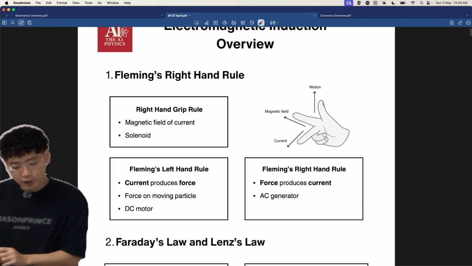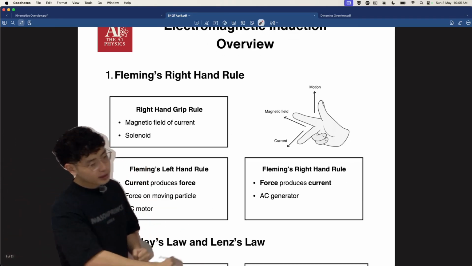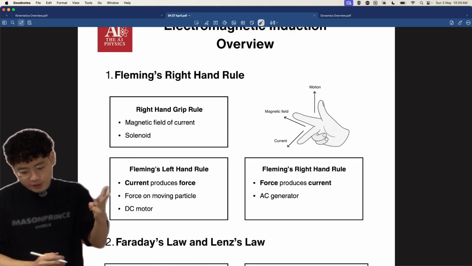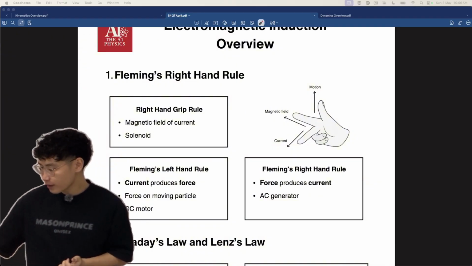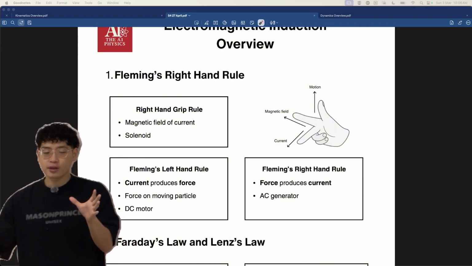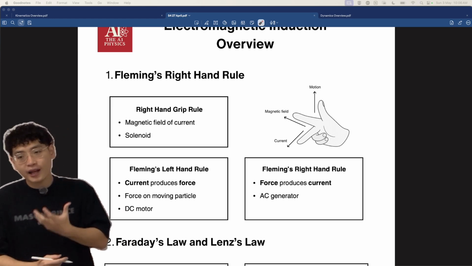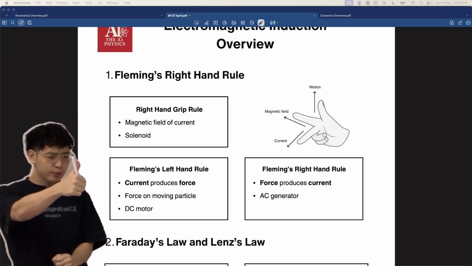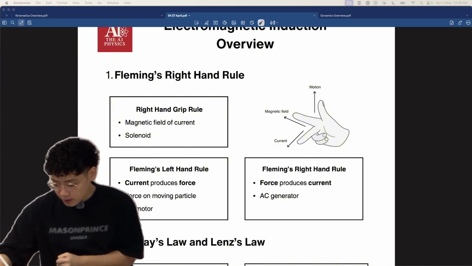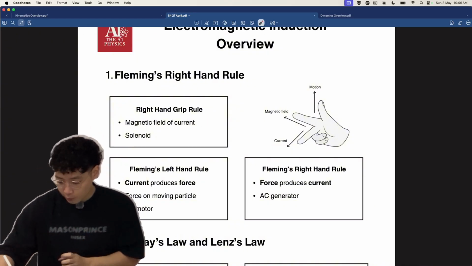Now, important, right? You must know when to use which rule. So in physics, there's 3 rules: right-hand grip rule, Fleming's left-hand rule, and Fleming's right-hand rule. The hard part is not about remembering the rules. The hard part is about knowing when to use which rule. Right-hand grip rule, we use it when we want to find the magnetic field of a current.